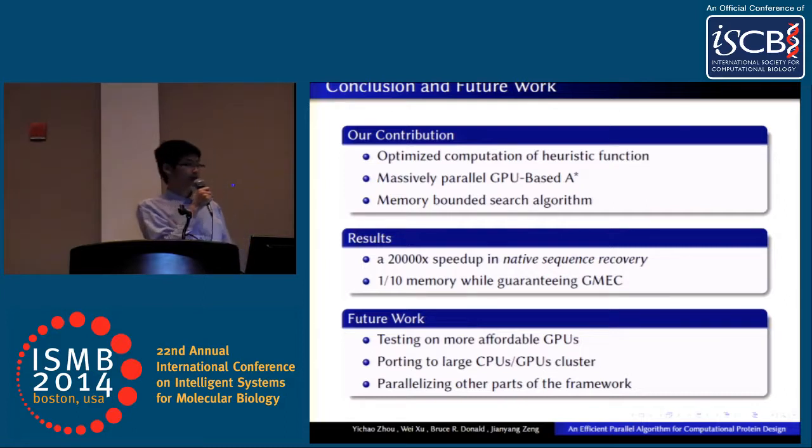Our future work includes testing on more affordable GPUs, or we can put our parallel algorithm on large CPU and GPU clusters to solve larger problems. And then we may parallelize the other parts of the framework.